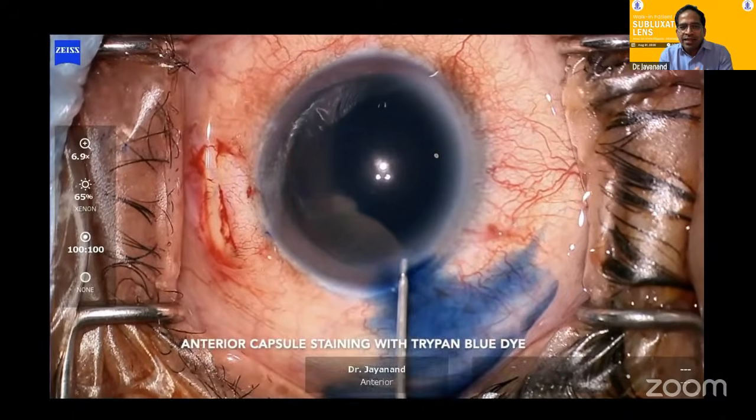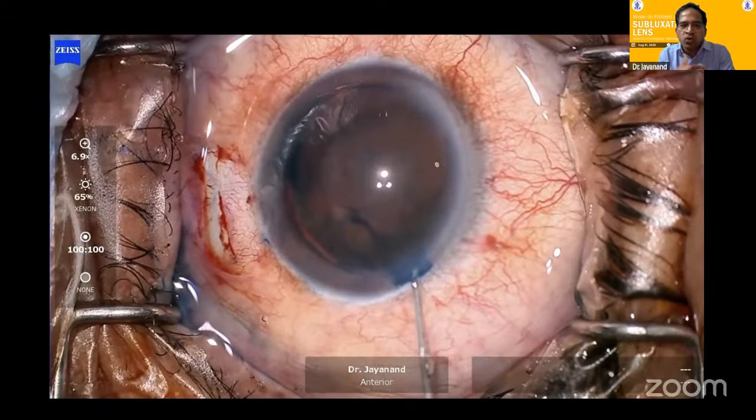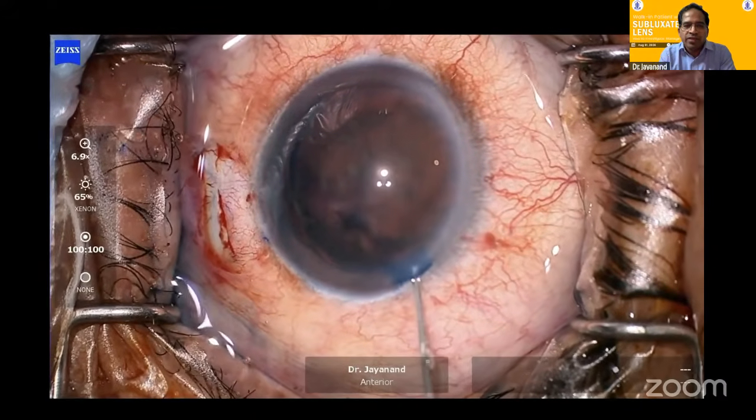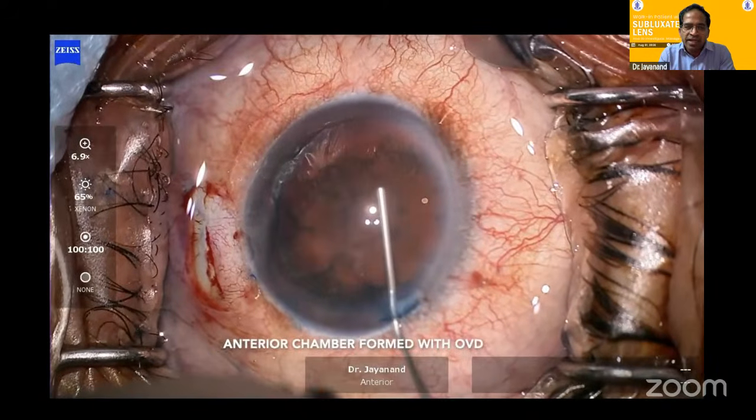Now I'm staining the anterior capsule. At this stage, the precaution should be taken that the dye should not go into the vitreous cavity. Otherwise, one will have difficulty with the visualization as well as the blue vitreous.